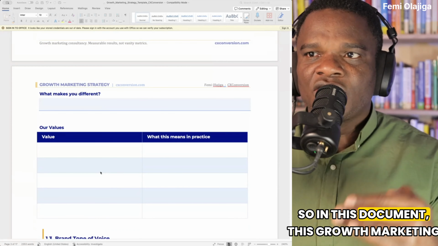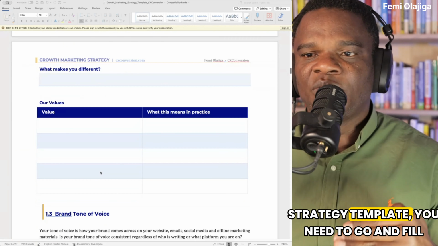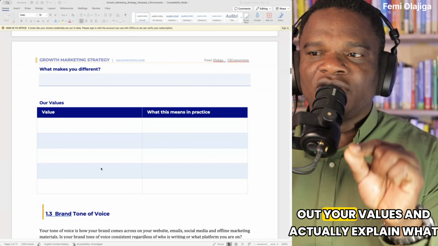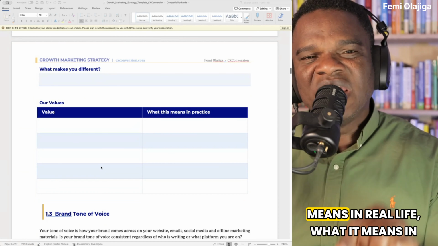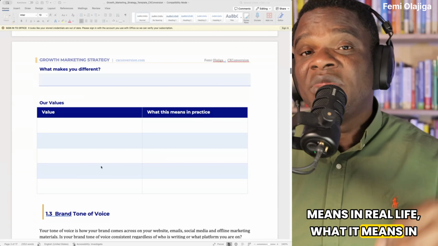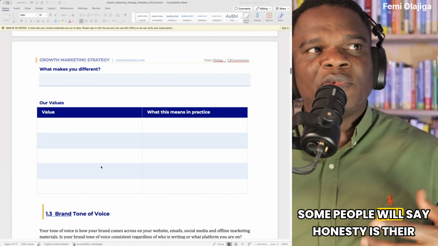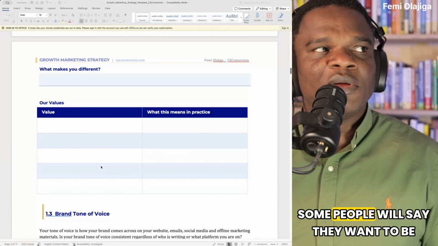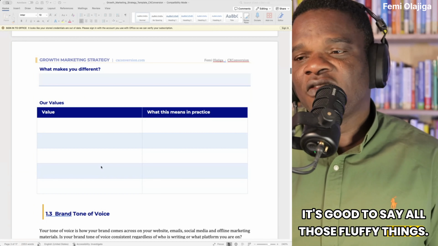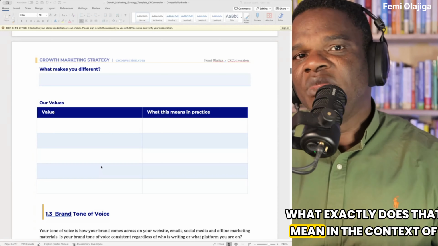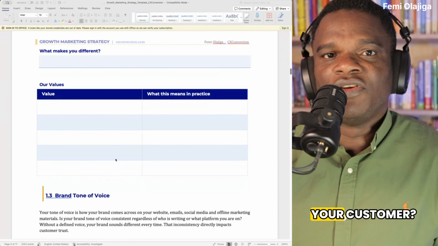So in this document, this growth marketing strategy template, you need to go and fill out your values and actually explain what those values mean in real life, what it means in practice. Some people will say honesty is their value. Some people will say they want to be dependable. It's good to say all those fluffy things. What exactly does that mean in the context of your customer?